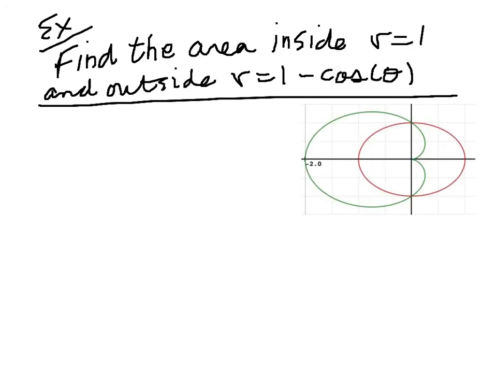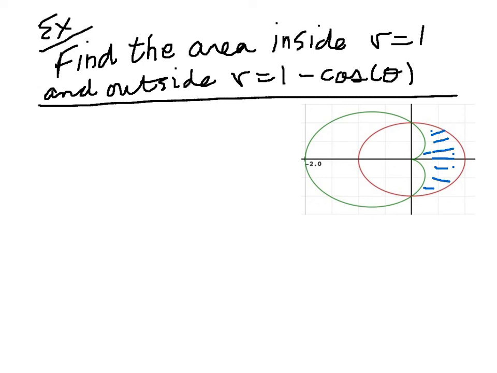So in this example, we want to find the area inside the circle r = 1 and outside the cardioid r = 1 - cos θ. In other words, that's this region right in here. Now, what you can tell is this is going to go from -π/2 to π/2. So I want to find the area from here inside the circle and then subtract from it that much.